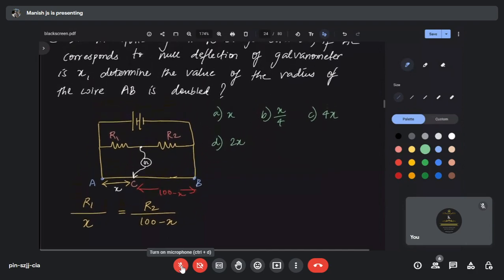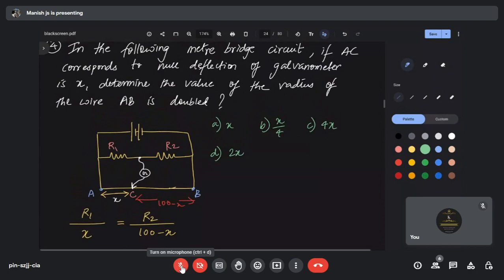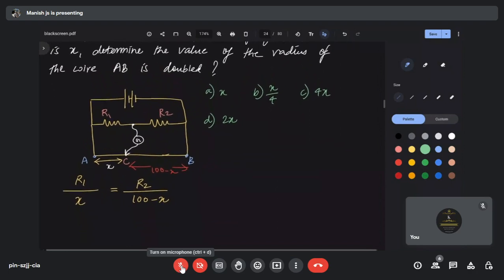So in the question என்ன கேட்டிருக்காங்க, they have told if AC corresponds to deflection of galvanometer is X, then the value of radius of the wire AB being doubled. So if you're going to double it, how is it really going to affect is a question. Is the balancing point going to change? Will it be x plus something, or is it going to be less than x? Is there going to be a change in the balancing point of the meter bridge?